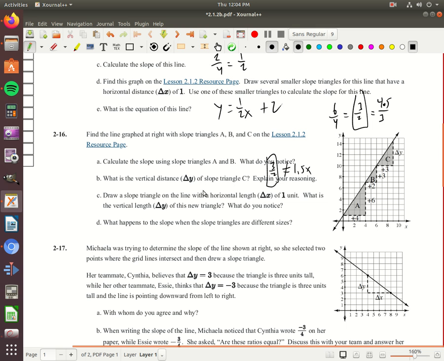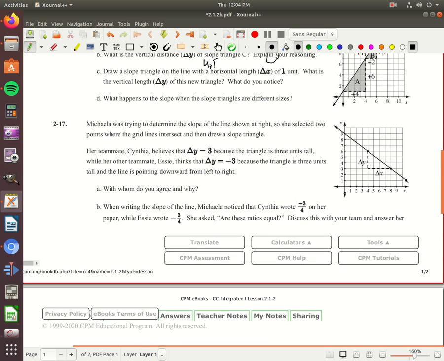Well, we already did that one. It was 4.5. Draw the slope triangle on the length with the horizontal of 1. So, all right, I'll go up 1.5 and over 1. What happens to the slope when the slope triangles are different sizes? Well, they simplify to the same thing, and that's important.